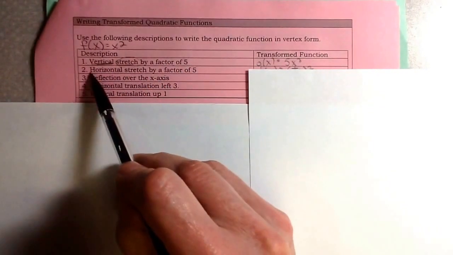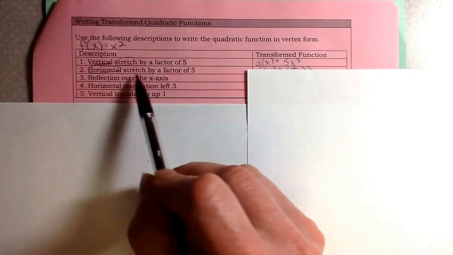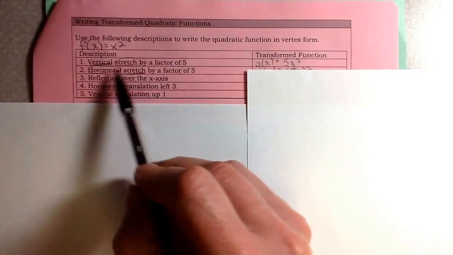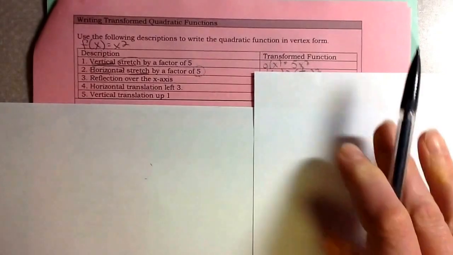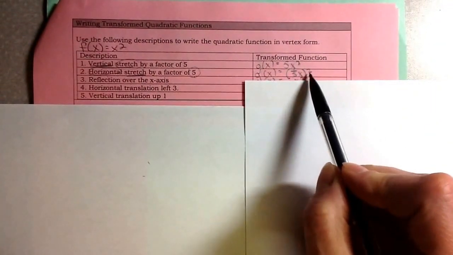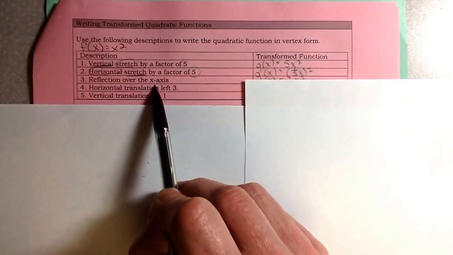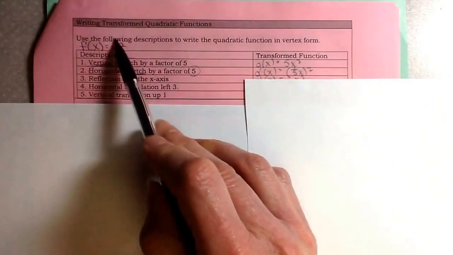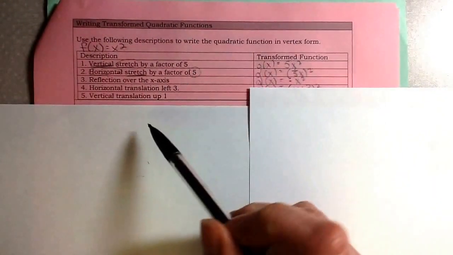If we want to do a horizontal stretch that affects the x only, stretch means to multiply, and because it's horizontal, I have to take the reciprocal of 5. So that's going to be g of x equals 1/5 x squared. If I want to reflect over the x-axis, I have to take the opposite of y, which is the entire function. So that would be a negative x squared.